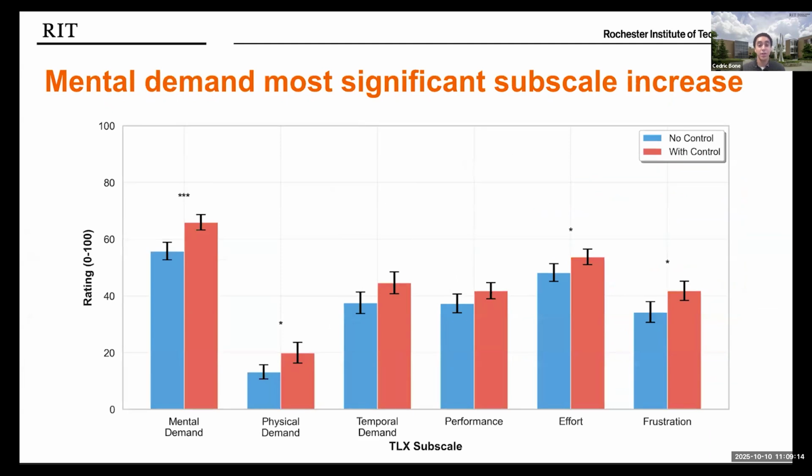We also decided to look at the specific subscales of the TLX survey. Mental demand had the clearest subscale effect. Effort and frustration also increased significantly, but with smaller effect sizes. So it seems that controllability drives decision and effort friction, but not necessarily how rushed a participant would feel.